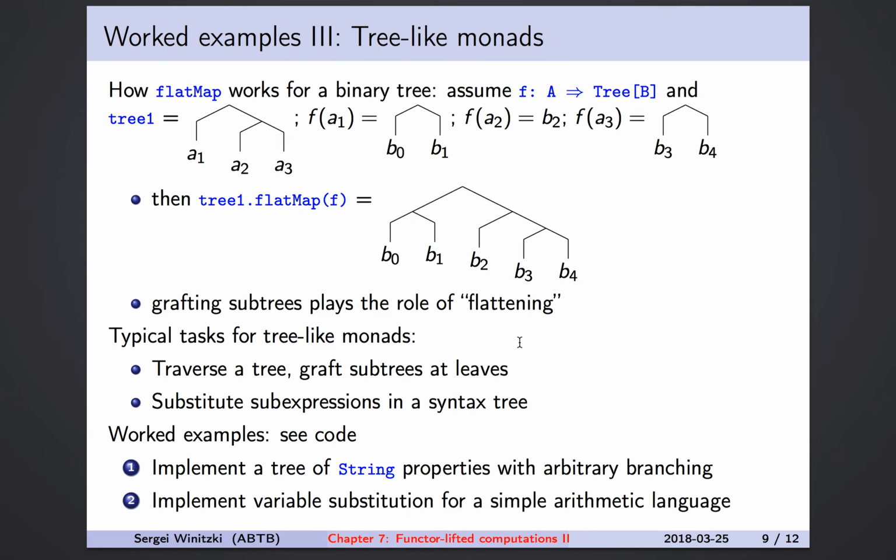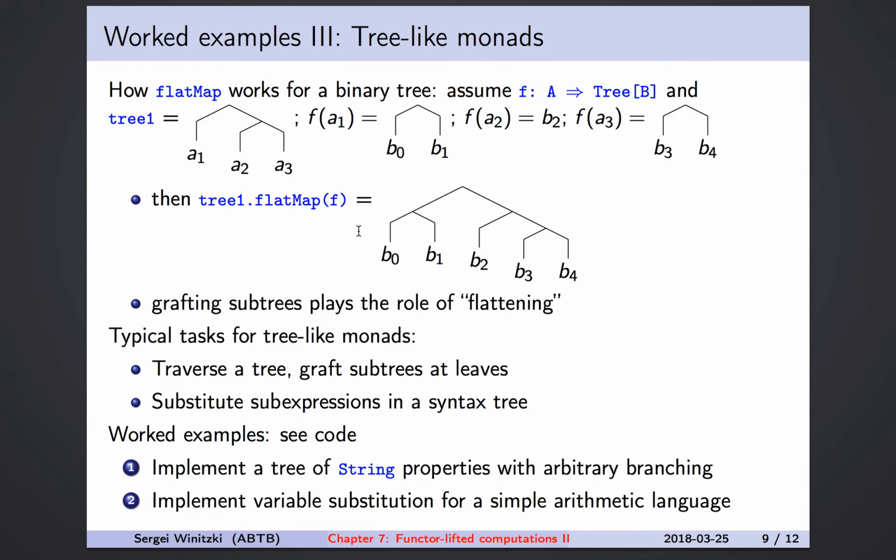So a little bit more intuition about how flatMap works for a binary tree. So imagine that we have a tree that looks like this. And we need to flat map it with a function that takes A. So all of these are leaves of type A. And so the function f takes A and returns a tree of type B. Imagine that when we apply the function f to these 3 values of type A, we get 3 different trees of type B. So suppose that these are the trees we get. So the tree that has these 2 leaves, the tree that just has 1 leaf, and the tree that has these 2.